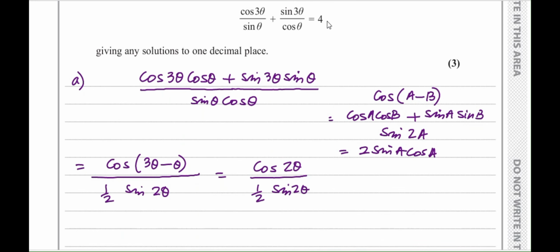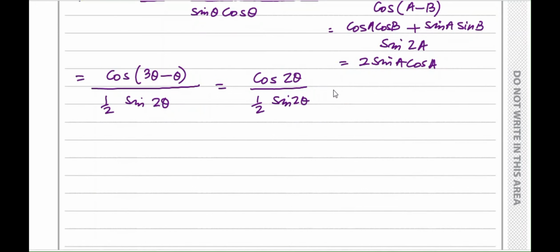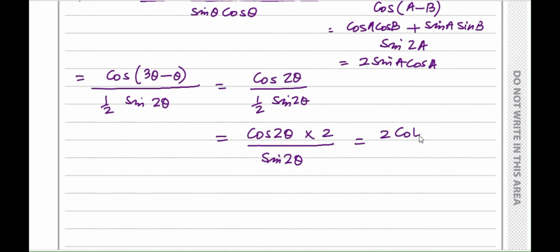Let's look at what we need to reach. We need to get 2 cot 2 theta. Let's now rewrite this as cos 2 theta times 2, which comes from the denominator half, over sin 2 theta. So cos 2 theta over sin 2 theta is cot 2 theta, and with this 2 it becomes 2 cot 2 theta. That's proven as required.